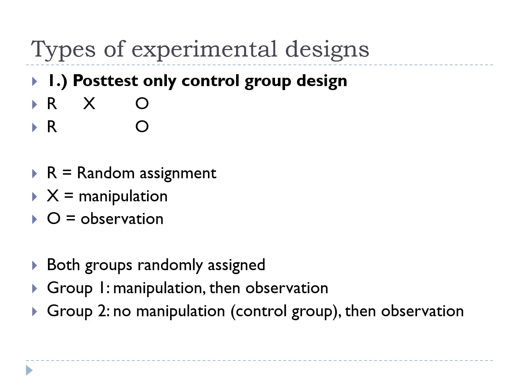So group 1 has received the manipulation, then observation, and then group 2 has no manipulation, then observation. And the observation can be some sort of measure of your dependent variable, like performance or ability. So for example, you could have people in condition 1 undergo a meditation activity and then see how their stress levels are during the observation phase. And people in the second group do not go through the meditation activity, but you also give them the same measure of stress. And you could compare the stress of group 1 to the stress of group 2. This is the most basic experimental design.